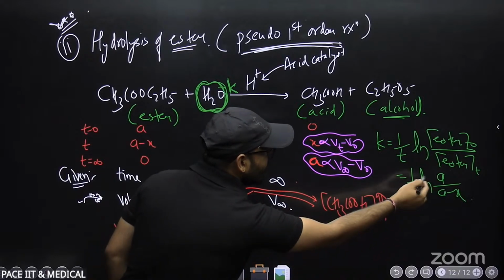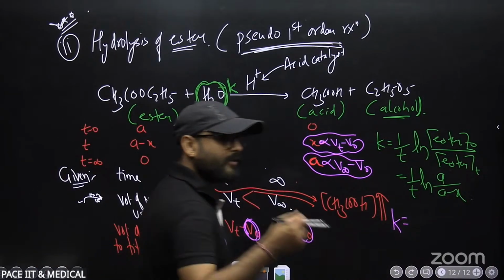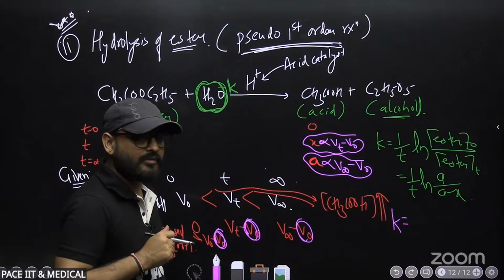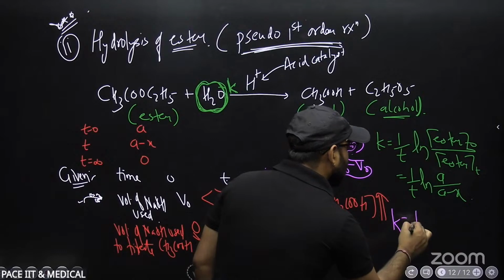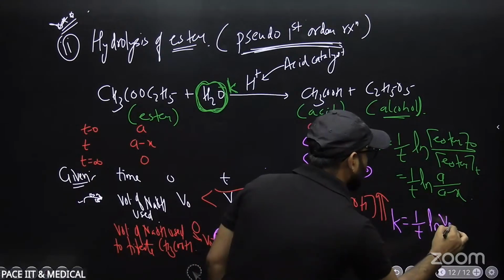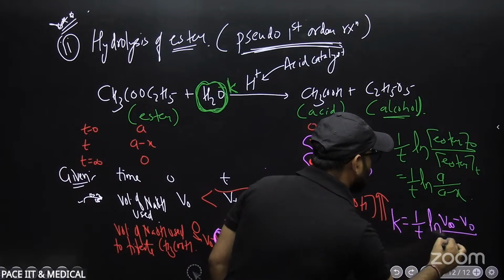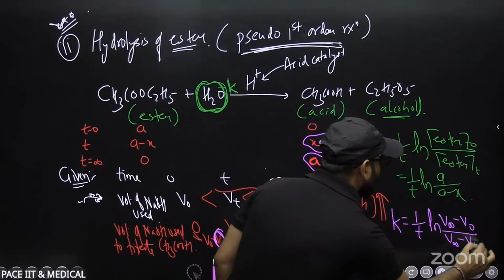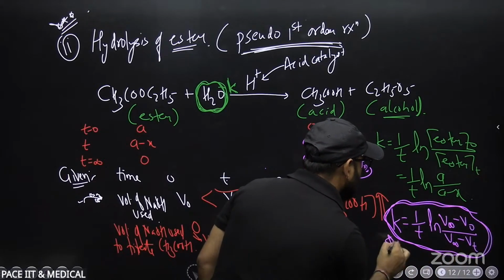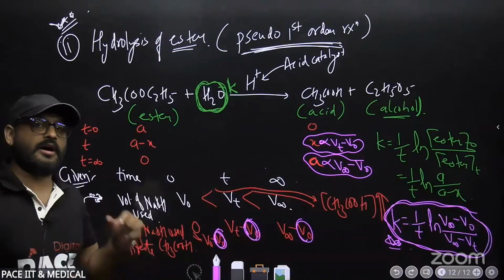Now you can put this A and A minus X and you will get the famous formula. This is a very famous formula given in NCERT, but with no derivation. So k = 1/t ln[(V infinite − V naught)/(V infinite − Vt)]. You can remember this formula. It's a very famous formula, but how it is derived, you can see in front of your eyes.